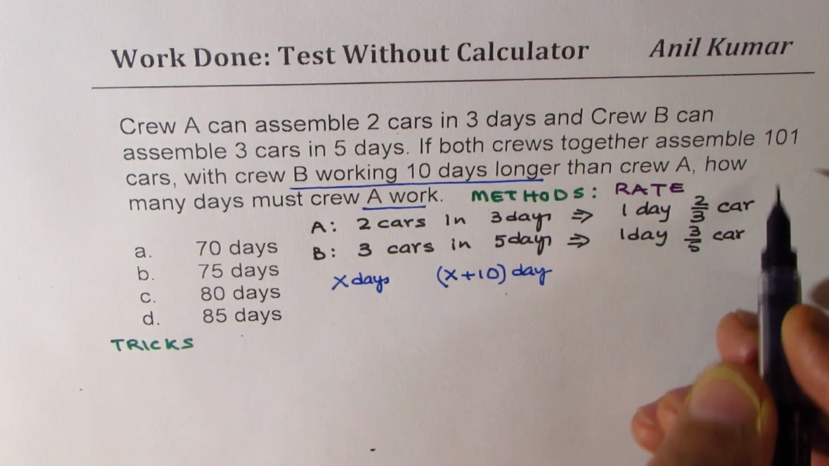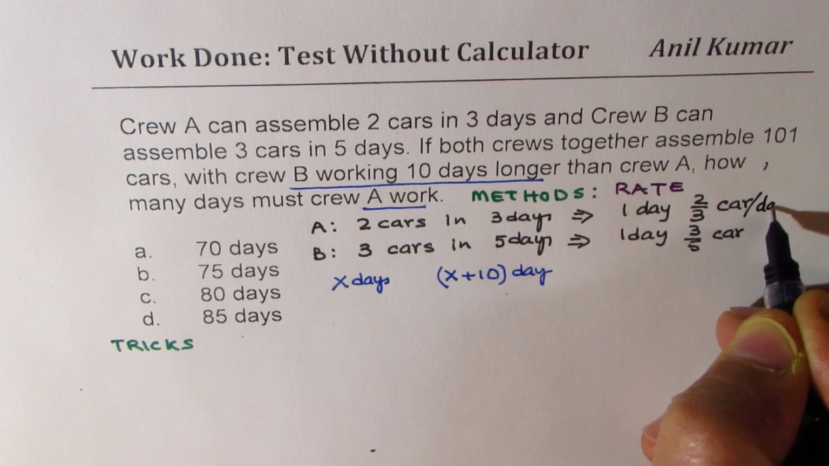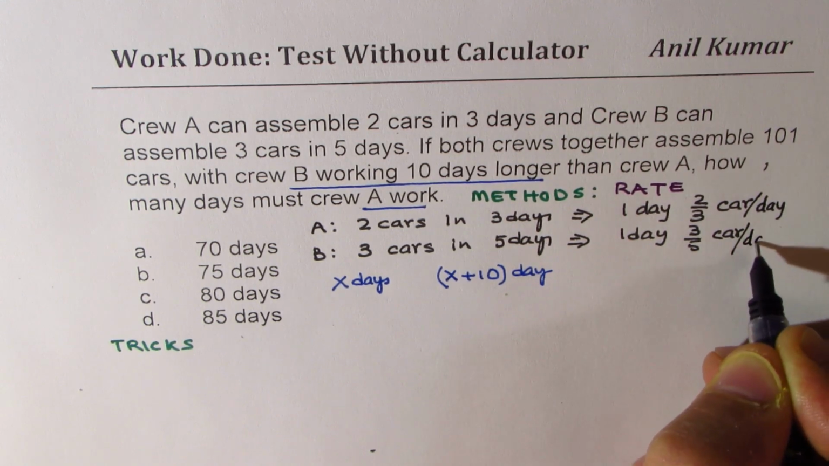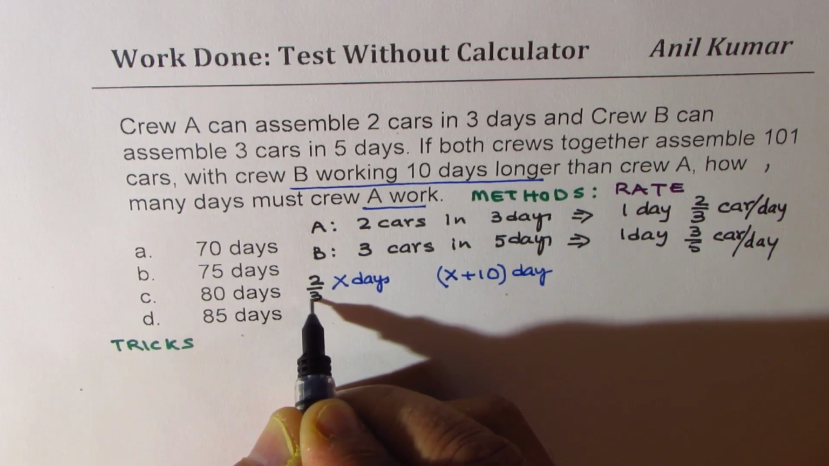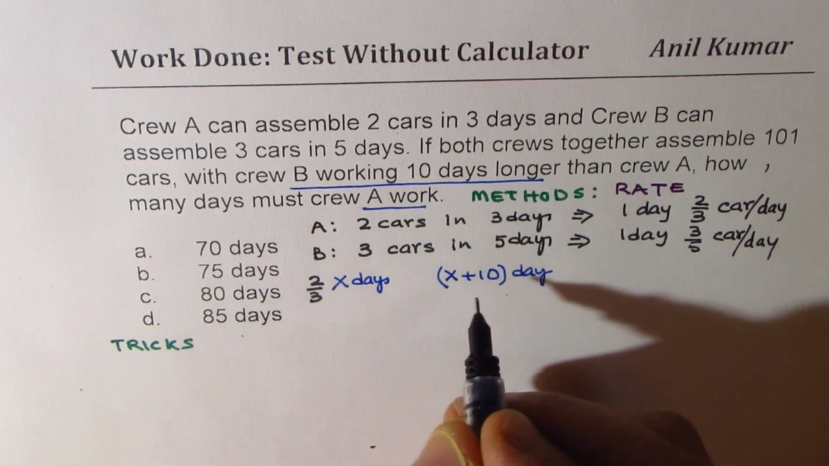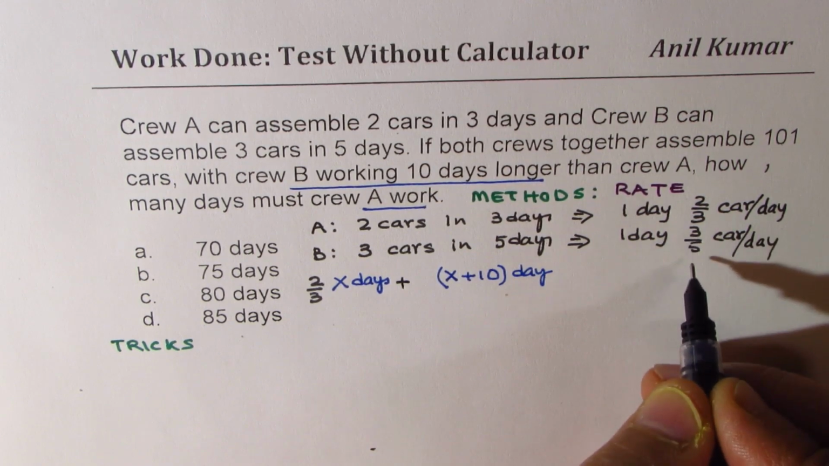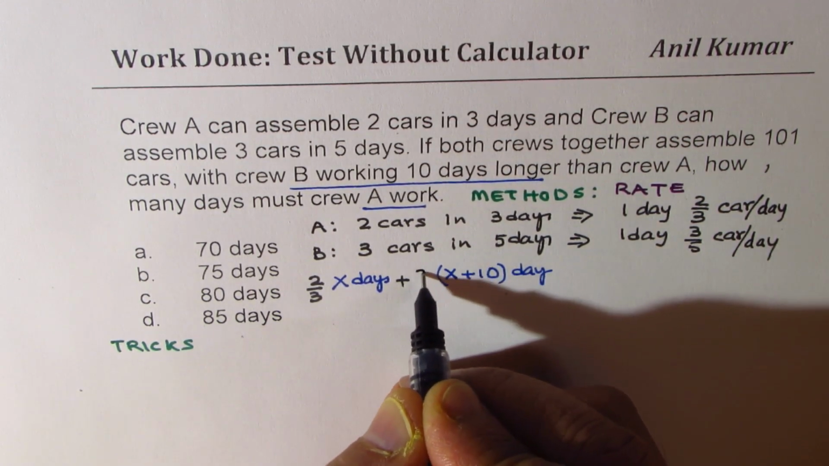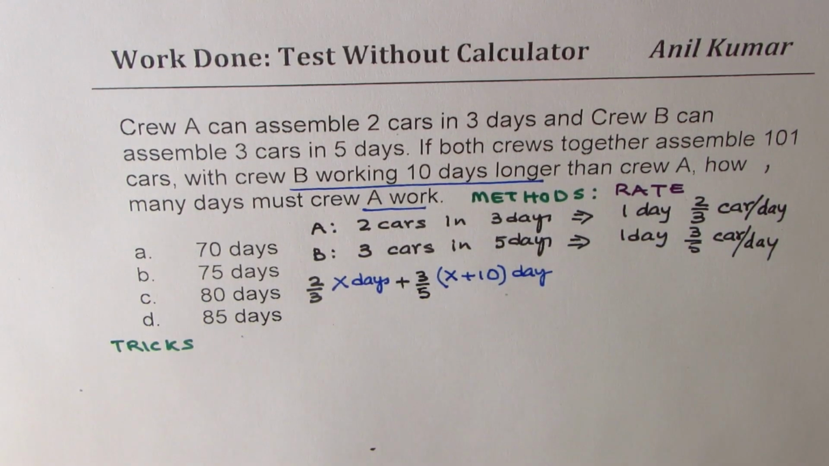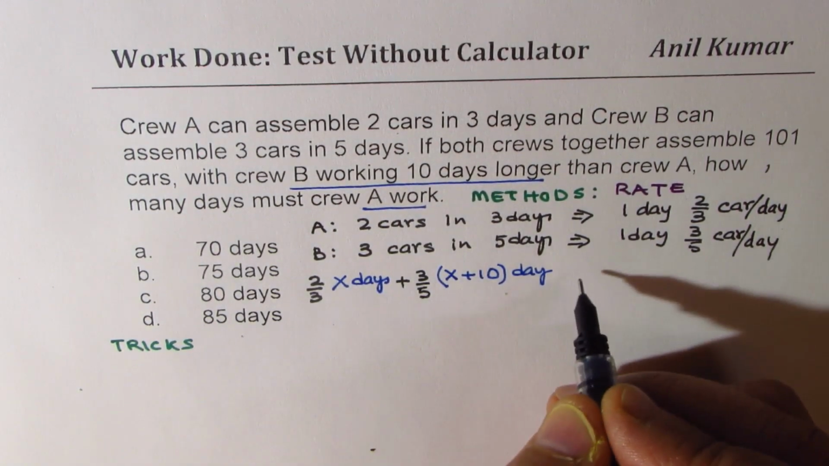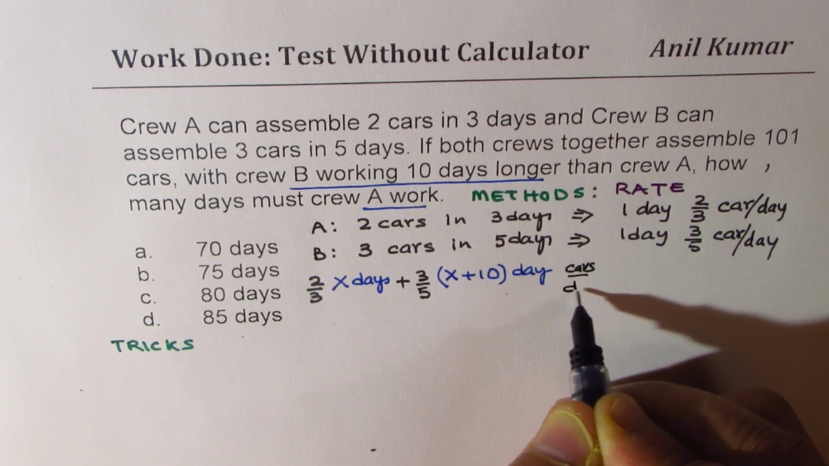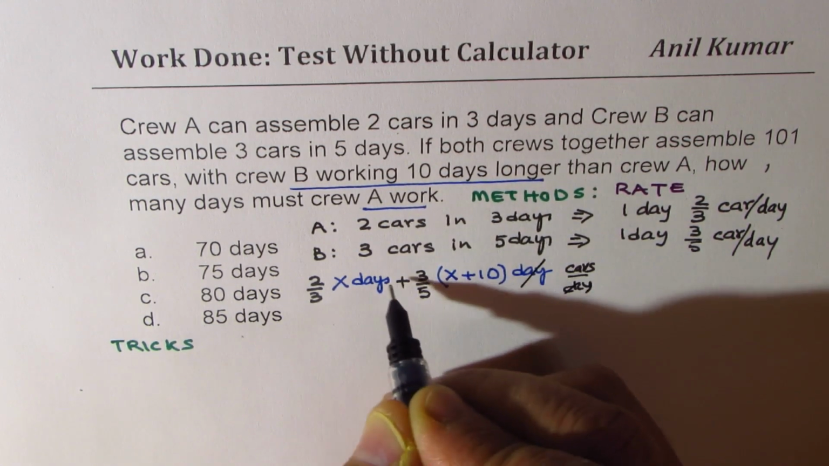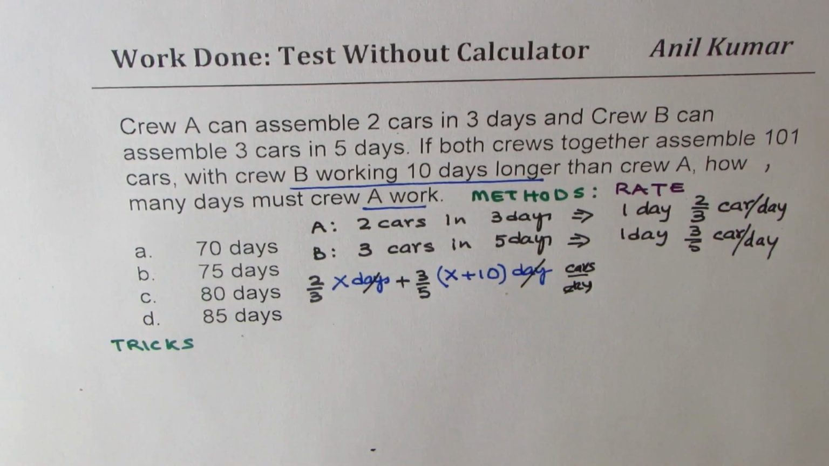This is 2/3 of a car per day. Do you see that? This is cars per day. So we get this as 2/3. And here, per day car is 3/5. So we get 3/5. Right. So these are in cars per day, right? So the day is cancelled. You are left with cars. Do you see that unit? Now that is important to understand.